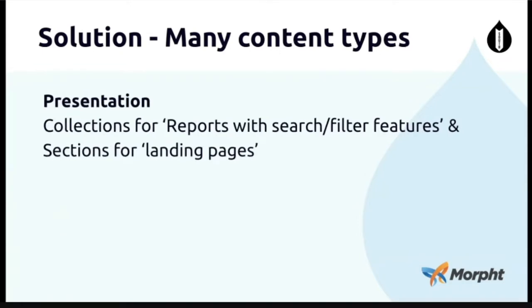We then had two presentation content types, and these were for collections and sections. So collections were pages where we were displaying the views data, the reports essentially, with the facets and the filters that we introduced. And then the sections, I guess you could see as primarily like a landing page, and they were generally sort of edge-to-edge displays.